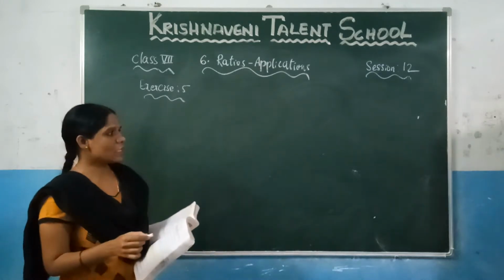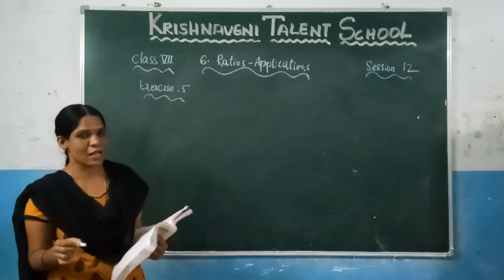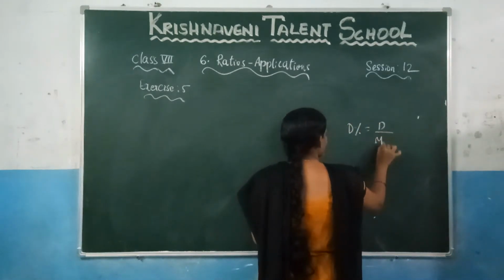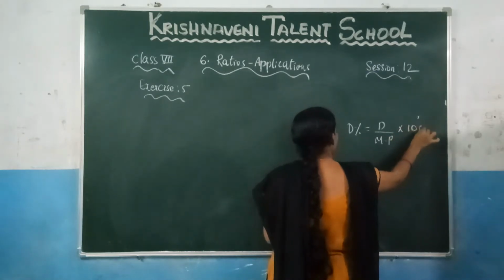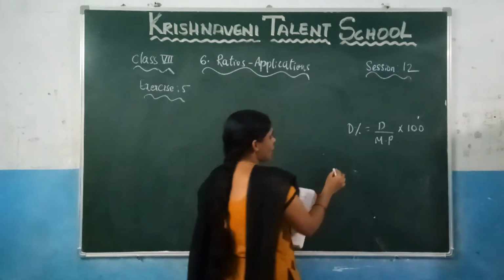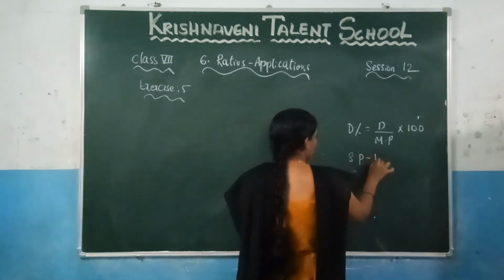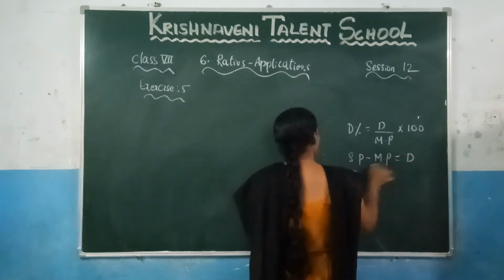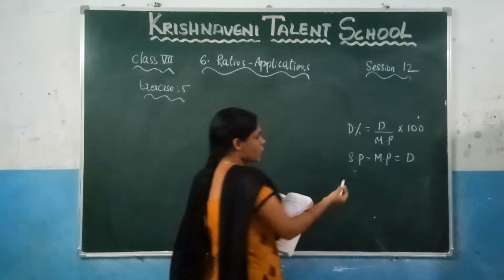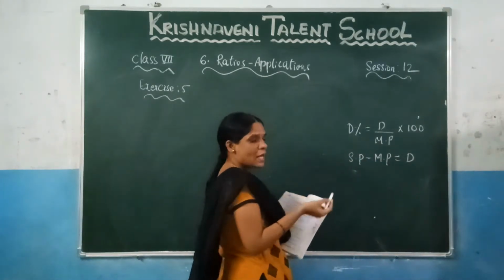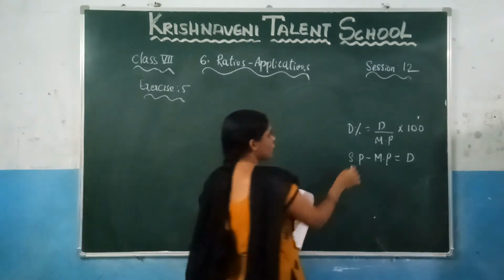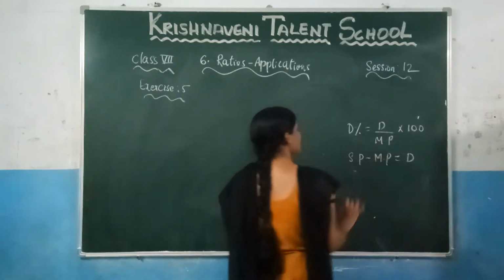Now, you know that there are two formulas we have discussed in the last class. What are those? You can find the discount percentage by using the formula discount by market price into 100. Similarly, if you want to find the discount, you have to take the selling price and the market price, which gives you the discount. So if you want to find the discount, you can use the formula selling price minus market price, and if you want to find the discount in the form of percentage, you can apply the formula discount percentage is equal to discount by market price into 100.